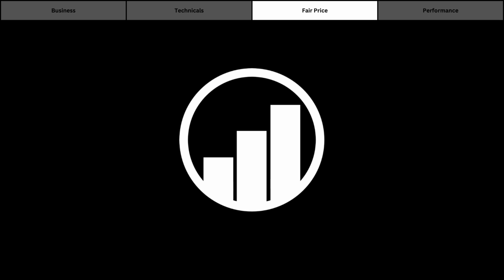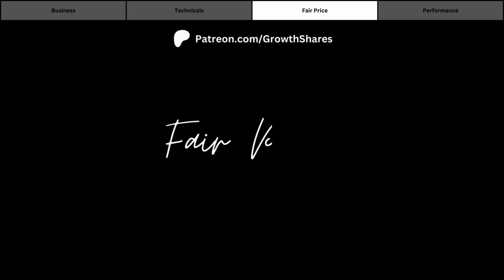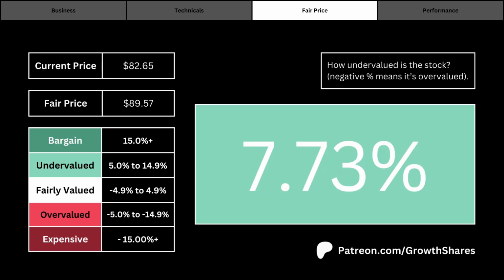So then let's get our company's fair price. Fair price. What you see here is the company's current price, my fair price, and how undervalued or overvalued the stock is relative to its fair price as a percentage. The color coding is a quick way to determine the company's valuation.